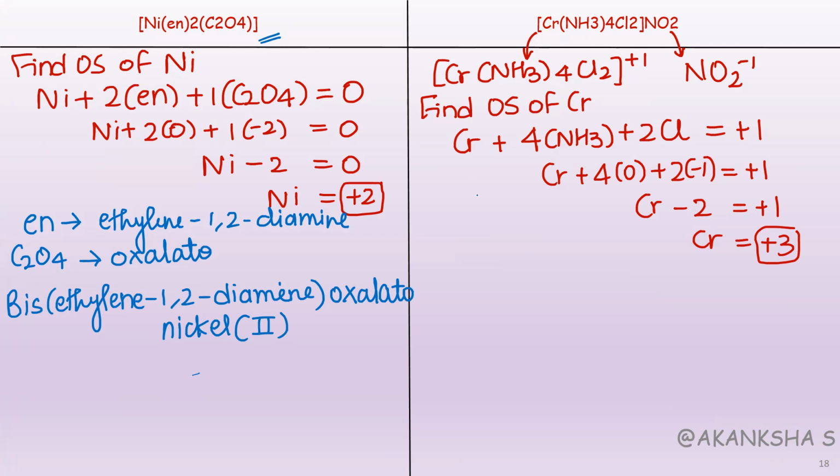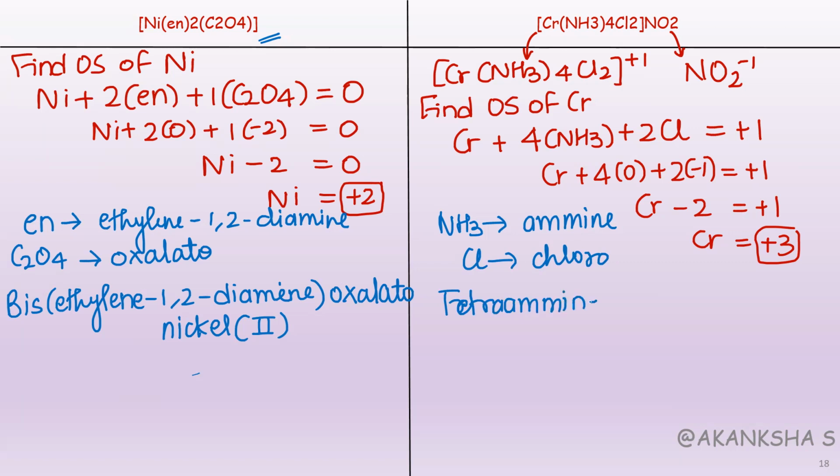Okay, next one. Again, we have 2 ligands. We have NH3, amine. Then we have Cl, that is chloro. Amine comes first alphabetically, so let's start with it. 4 amines, so it becomes tetraamine. How many chloro? 2 chloro. Dichloro. Tetraamine dichloro. What is the charge? Positive. Hooray. Chromium does not become chromate. So chromium, oxidation state 3, and then NO2.